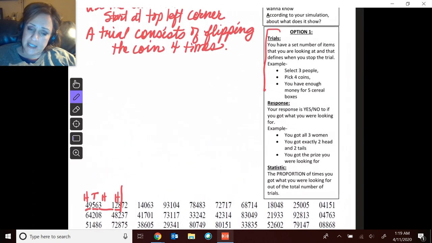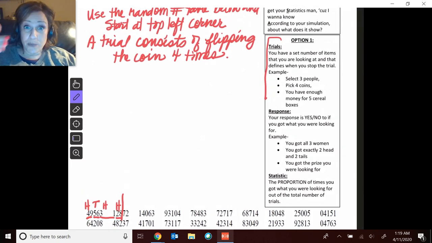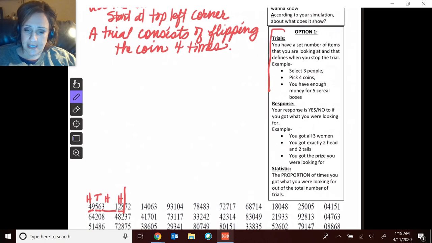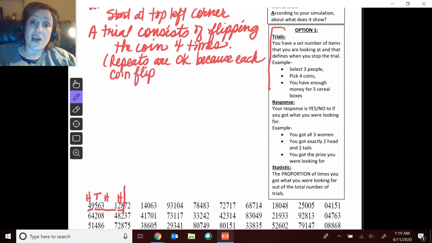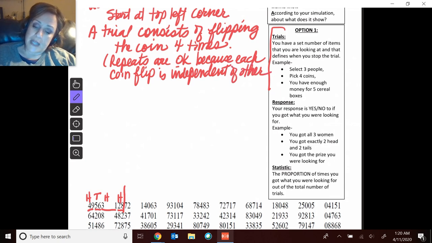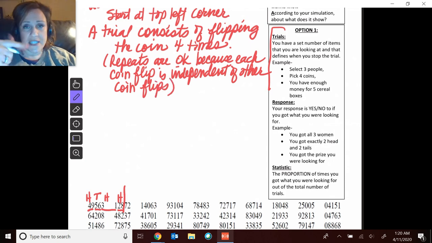So a trial consists of, now, what happens is, if I had a duplicate number, that's okay. And the reason is, so I usually like to notate that. Repeats are okay because each coin flip is independent of the other coin flips. Okay, so then that's how that probability is not changing. It's the same each time.